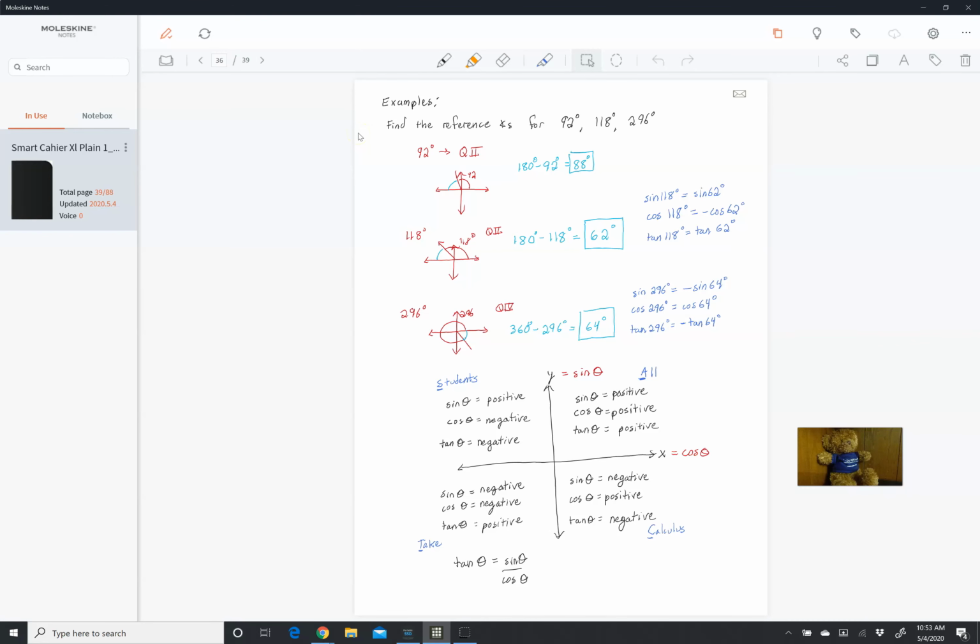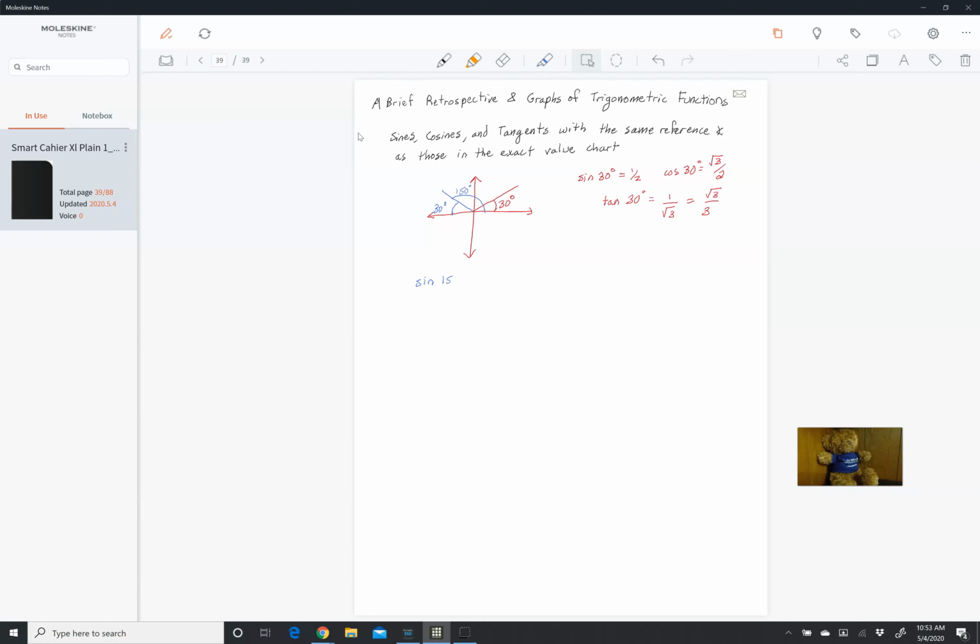This means that the sine of 150 degrees is going to equal the sine of 30 degrees. They're the same in both quadrants. The sine is positive in both quadrants. So the sine of 150 is 1/2. Now the cosine of 150, well, remember in quadrant 1, everything is positive. In quadrant 2, the cosine is negative. So this would be the negative cosine of 30 degrees.